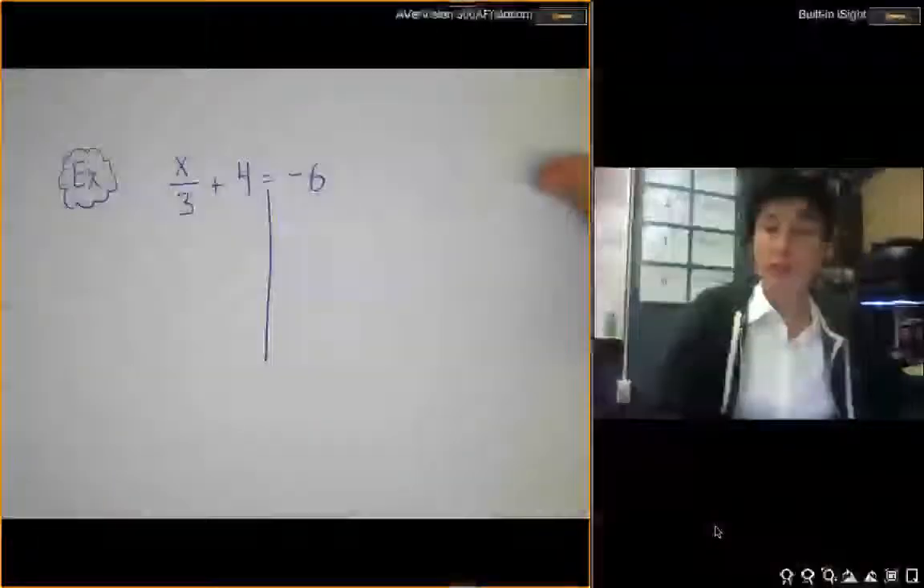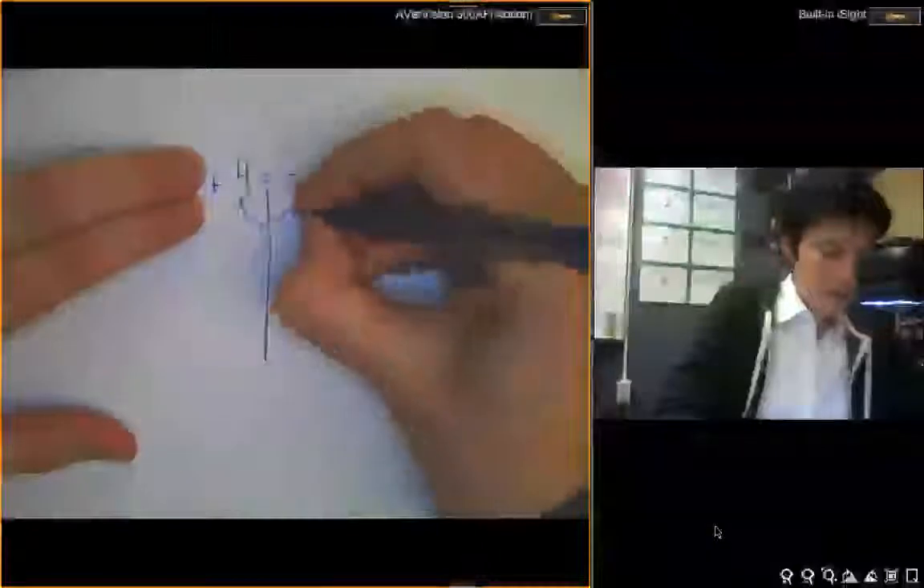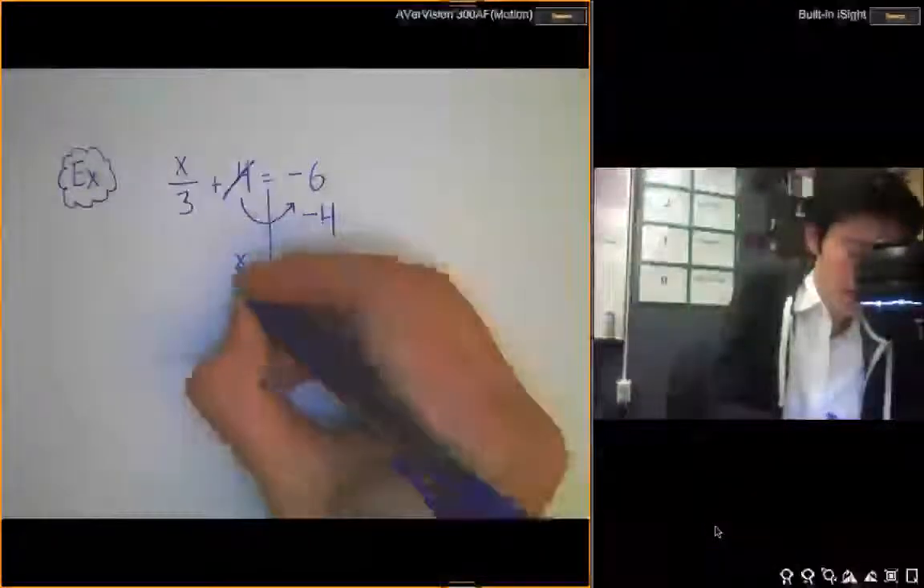Okay, well we're going to put a line down the middle as our starting process. First, we're just solving for x. So ignoring the fraction for a moment, I see that plus 4 all by itself. I'm going to flip it over and make it a -4 so that this thing's gone. Now -6 and -4 together make -10 units. Okay? And I still have the fraction x over 3.